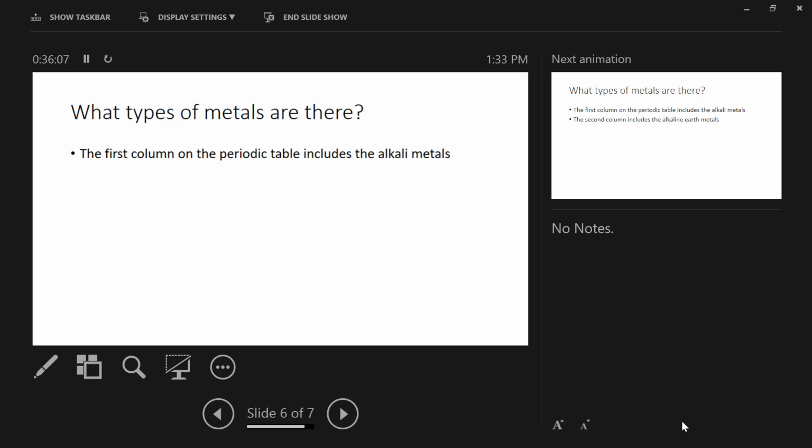Lithium ion batteries. It's good stuff. Now, do you know any others? Transition metals. We're not quite there yet. That's my third point. The alkaline earth metals in the second column on the periodic table. The alkaline earth metals.